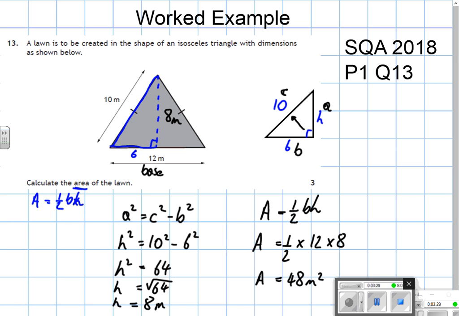So in SQA exams, it tends to be that you're given a question where you can't directly spot Pythagoras theorem or the right angle triangle. You're going to have to go and look for it. And my advice would be to draw on the diagrams, redraw diagrams, and start marking on the information you know and think about what you're trying to find out.